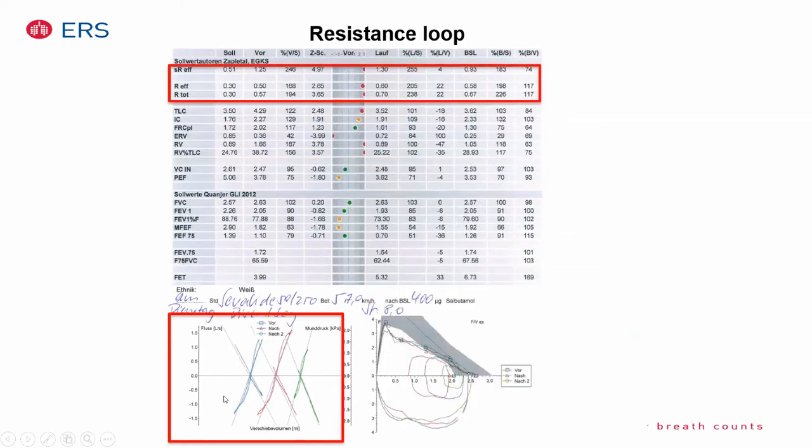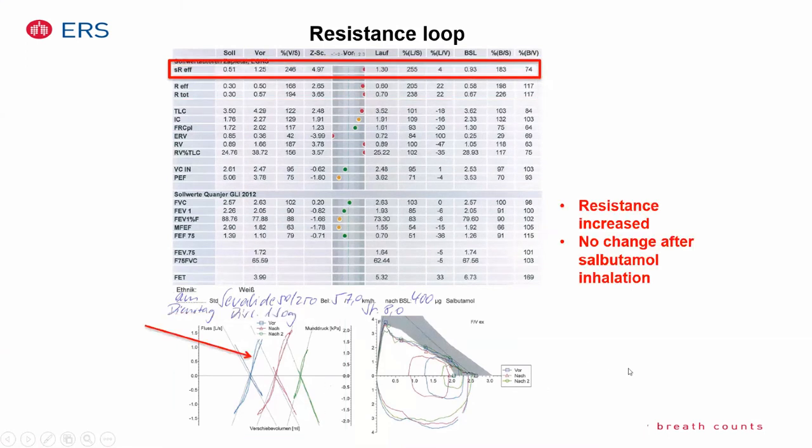Okay, and then we have from the plethysmography the specific resistance, which is 1.25 during the baseline measurement, which is mildly elevated for this child at 12 years of age. After exercise, there is not really any change, 1.3, and again, no change after bronchodilation, as you can see here from the steepness of the resistance loop. So no sign of bronchial hyperreactivity with this non-specific challenge test.